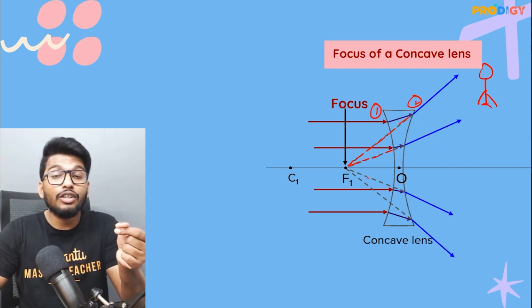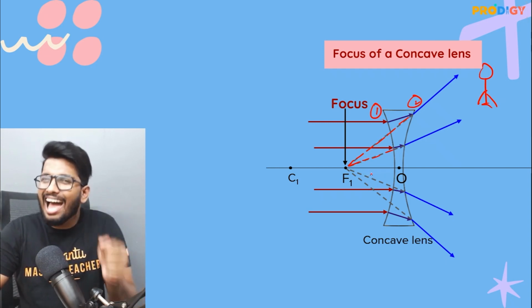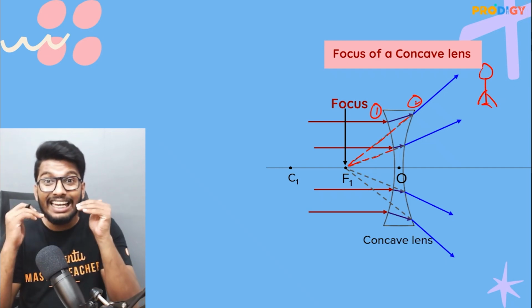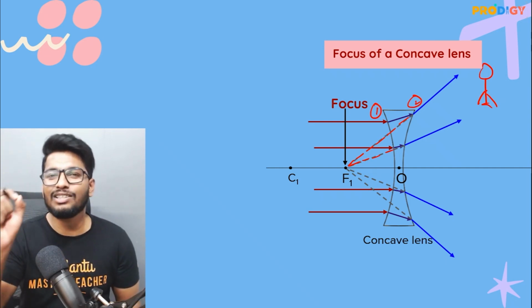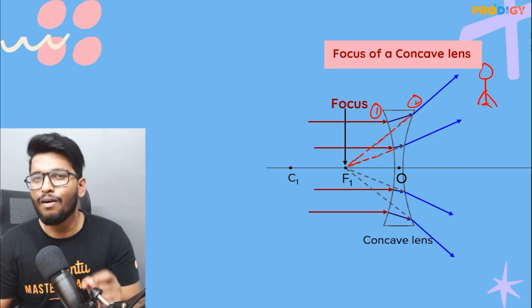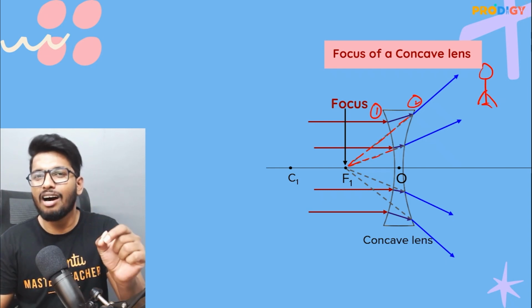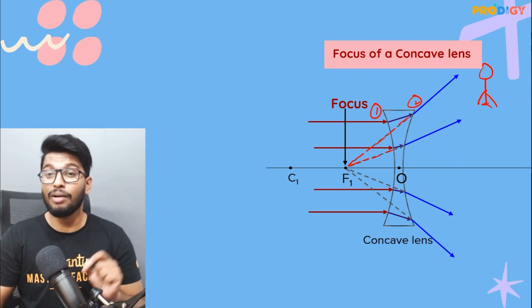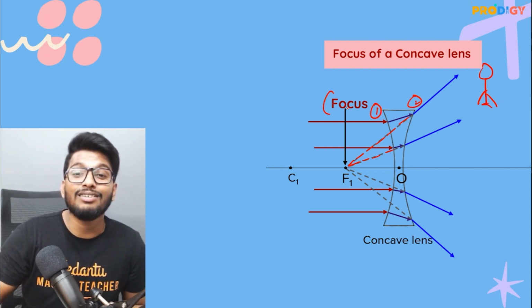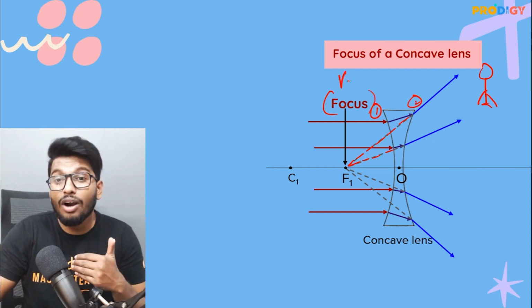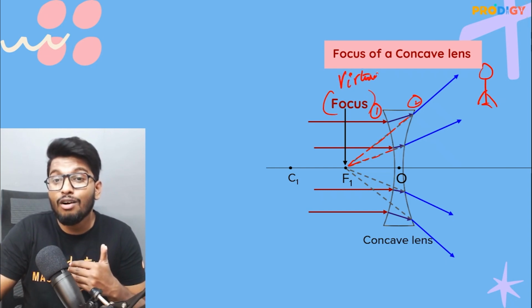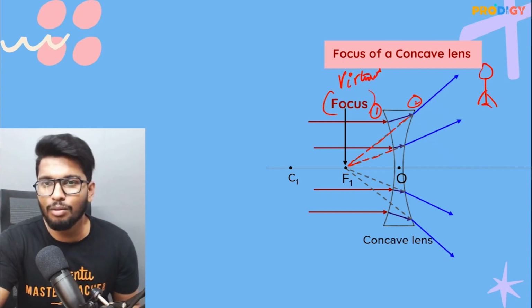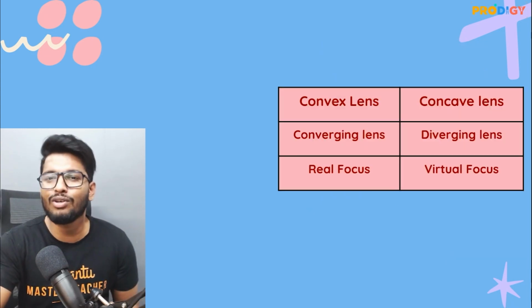It is appearing to originate from that point. But is it actually coming from that point? No, it isn't. But it gives you that illusion that the light is originating from that point. And that point where these rays of light are appearing to meet, again, stress on that word, appearing to meet, that is called the focus. Now here, what you have is a virtual focus because it's not real. It's not actually meeting, they're only appearing to meet. And hence, it's called a virtual focus.